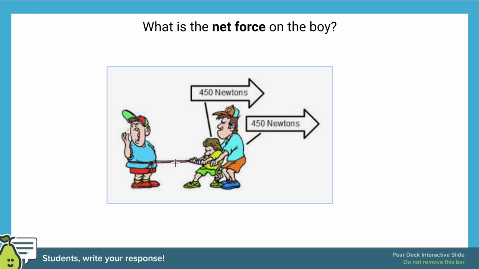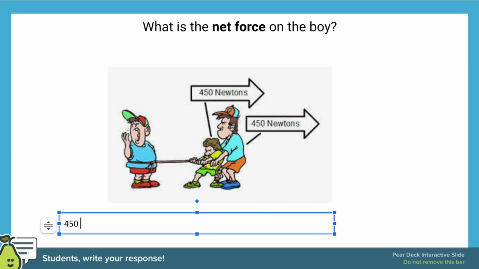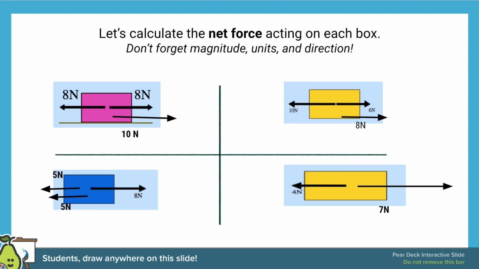All right, here's a new situation. This boy is experiencing 2 pulling forces, and they're both going in the same direction. So 450 newtons to the right, so it's positive. Another 450 newtons to the right again, so it's positive. We end up with 900 newtons towards the right. When vectors are pointing in the same direction, the only thing we can do is add them. So our answer is either 900 newtons, which implies it's to the right because it's positive, or we could say 900 newtons right.